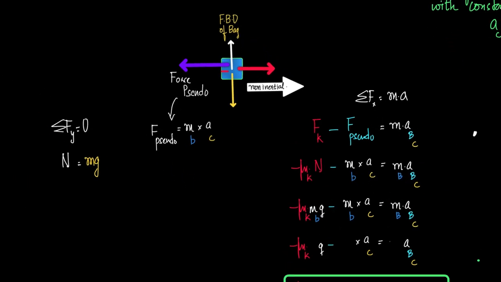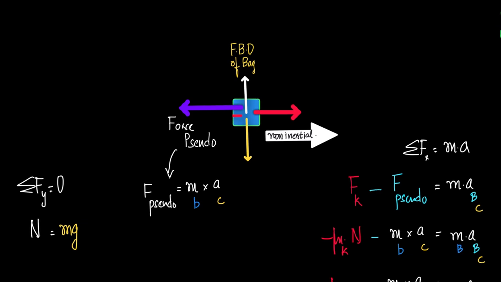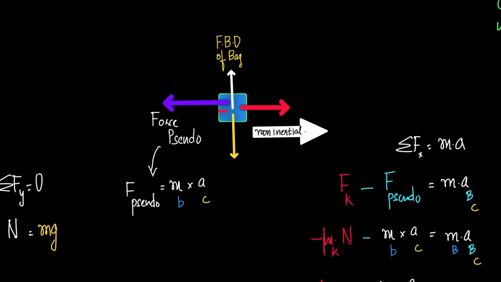Okay, and now if we analyze this free body diagram of the bag, including the pseudo force, we can say that sigma Fy is equal to 0. Why? Because there is no motion in the y direction. Why is there no motion in the y direction? Because the bag is moving on the trolley.